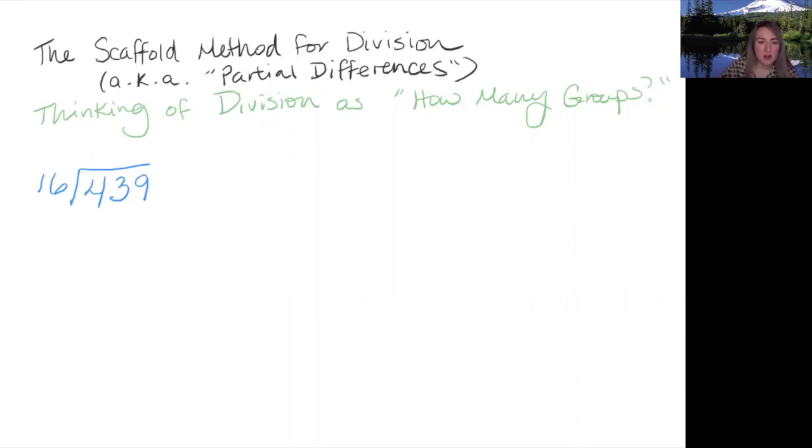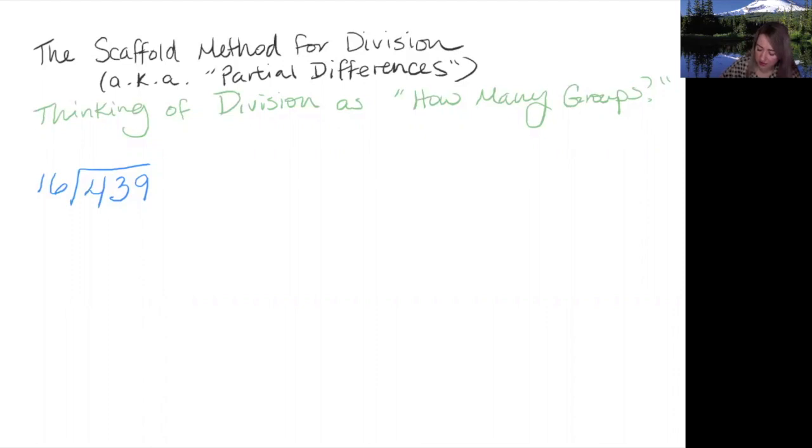We're going to be solving 439 divided by 16. And in order to make sense of the scaffold method for division, you really have to think of division as a how many groups problem, which means that we have a total of 439, and we're going to think of our group size as 16. So we're going to be making groups of 16, and our question is how many groups can we make?